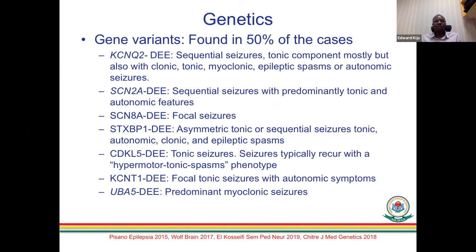About 50% of all patients with early infantile DEEs will have a genetic mutation, and several genes have been documented, and this is an ever-evolving and rapidly evolving field, with new genes being discovered frequently. I've just displayed some of the common genes that have been reported, which have some clinical markers which can help to identify a particular gene mutation.